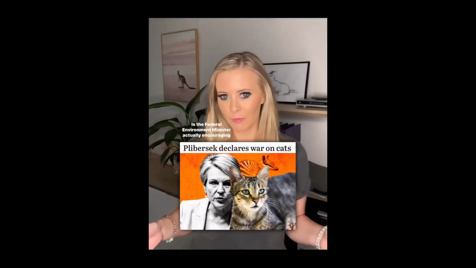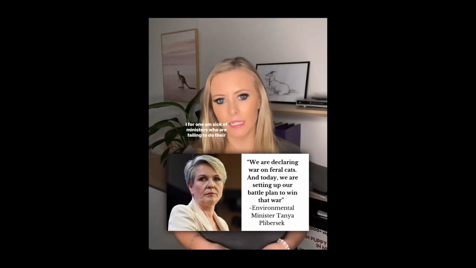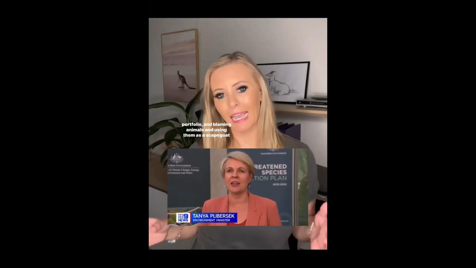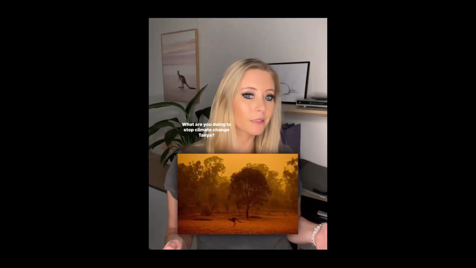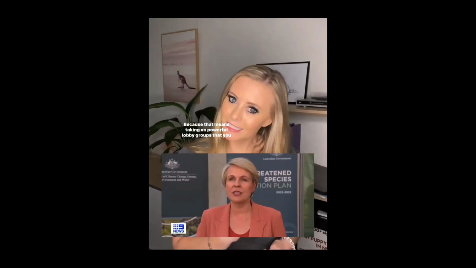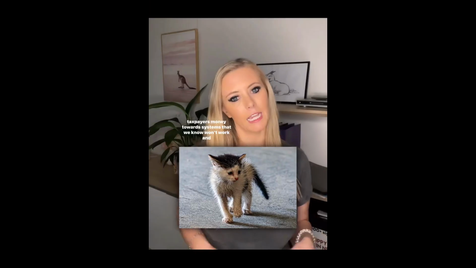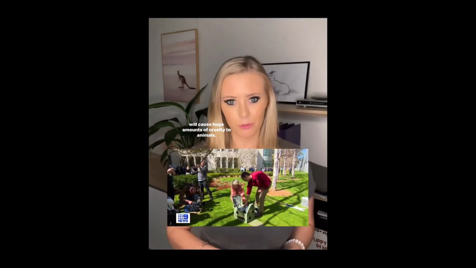Is the Federal Environment Minister actually encouraging cruelty towards cats? I, for one, am sick of ministers who are failing to do their portfolio and blaming animals and using them as a scapegoat instead. What are you doing to stop native forest logging, Tanya? What are you doing to stop climate change, Tanya? Oh, nothing, because that means taking on powerful lobby groups that you don't want to have to deal with. So let's blame animals instead and spend millions of taxpayers' money towards systems that we know won't work and will cause huge amounts of cruelty to animals.